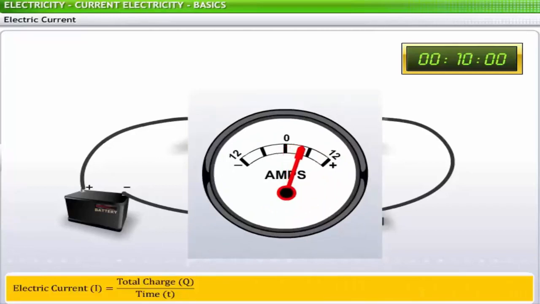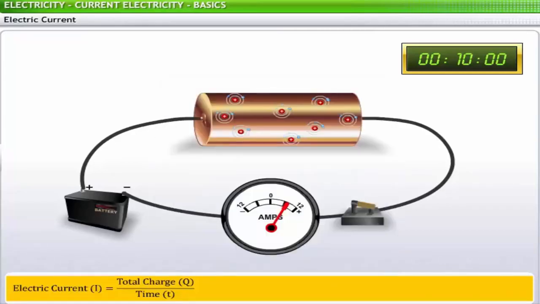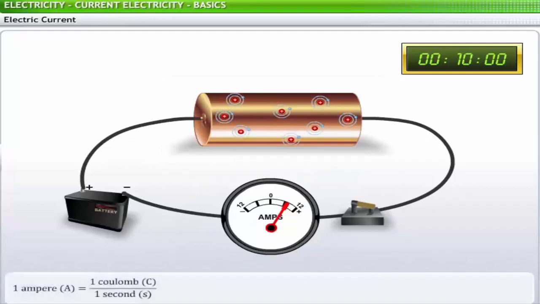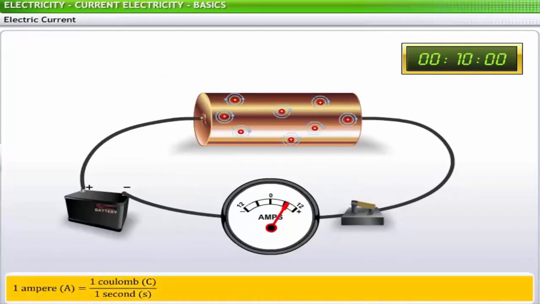Electric current is measured using an ammeter. The standard metric unit for current is ampere. Ampere is often shortened to amp and is denoted by the unit symbol A. 1 ampere is equal to 1 coulomb of electric current per second.